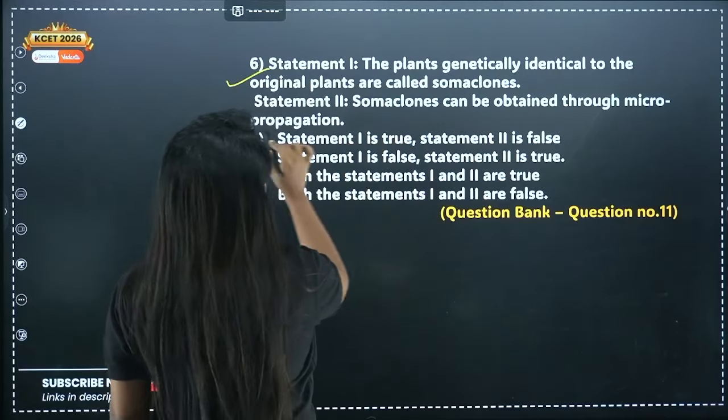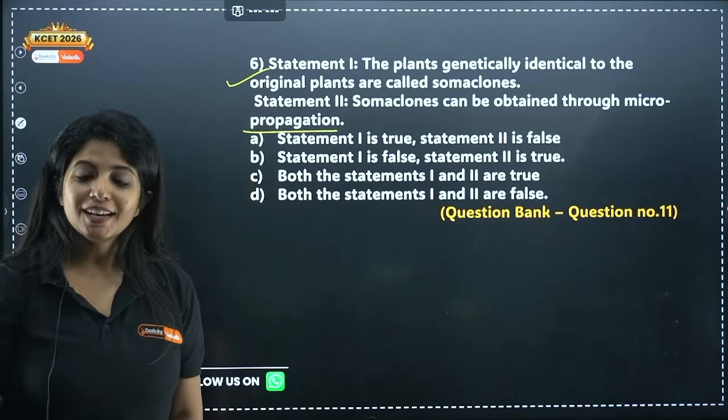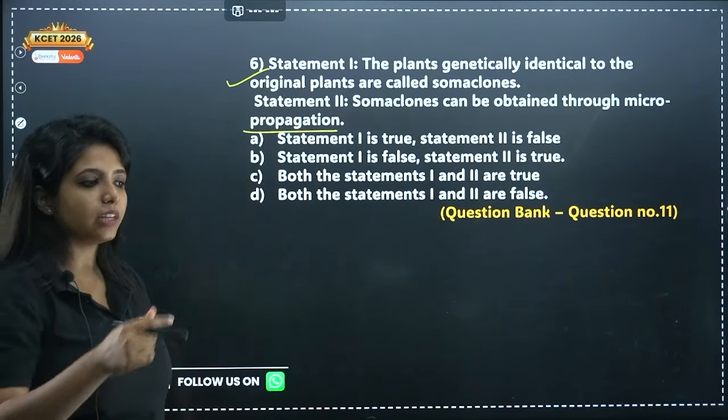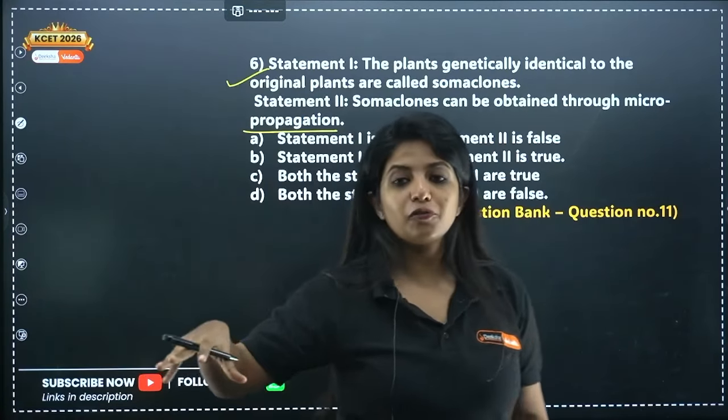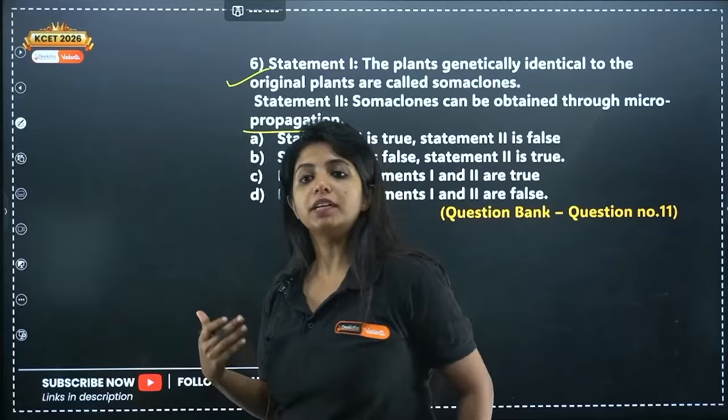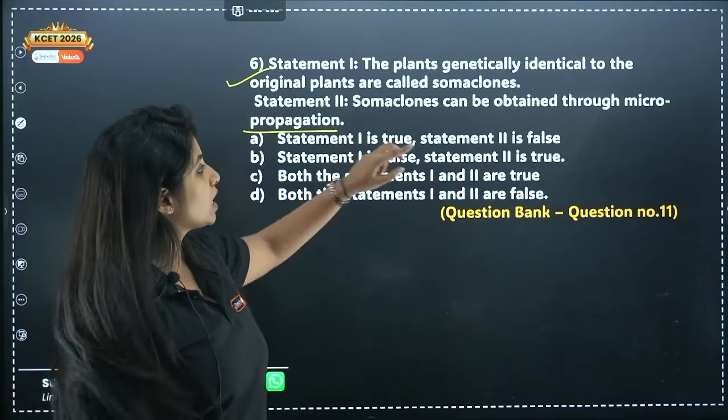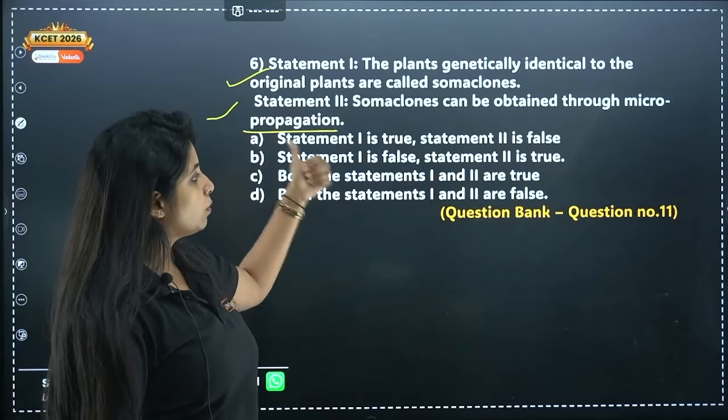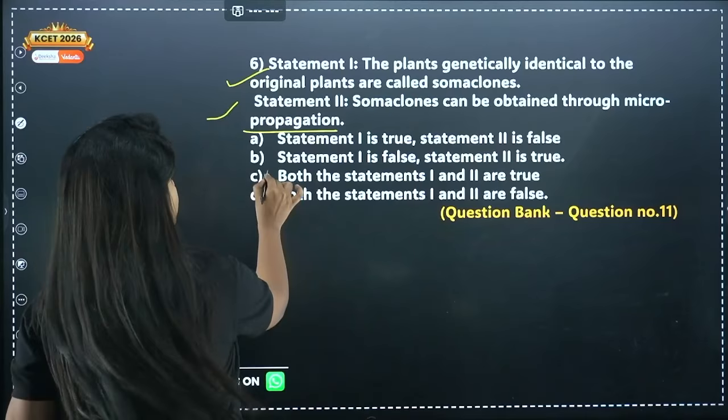Soma clones can be obtained through micropropagation. Can you? Yes. In tissue culture, whenever you have a lot of plants being produced with the help of tissue culture, you call it micropropagation. So soma clones can be obtained through micropropagation. Yes. Statement 1 and statement 2, both of them would be true.